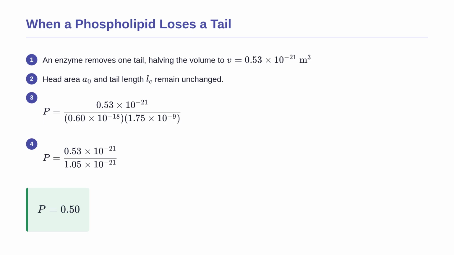We use the exact same formula, updating only the numerator with the newly reduced volume. The denominator remains exactly the same as our previous calculation. Dividing the new volume by the cylindrical volume yields a packing parameter of exactly 0.50. Physically, because this value is much less than 1, the molecule now resembles a cone rather than a cylinder. It will curve tightly to form a spherical micelle, which can actually disrupt normal cell membranes.